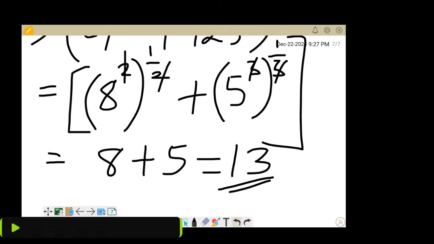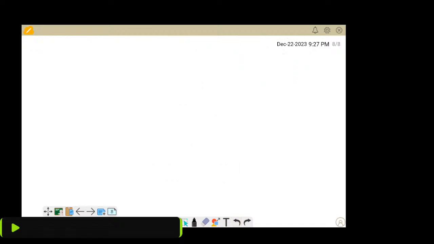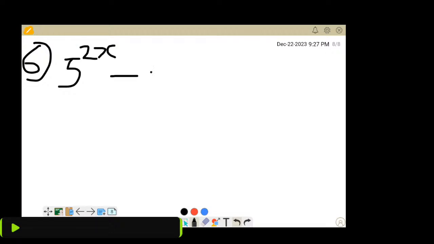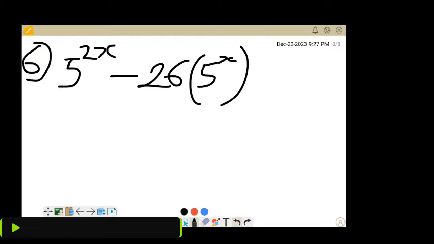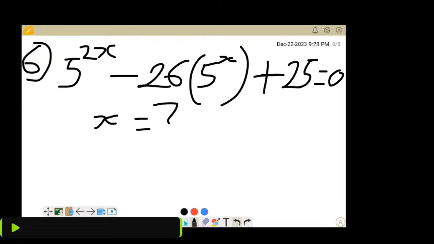So lastly, we are going to have one more example, and that will be our example 6. And in our example 6, we have an Indical equation. We have the equation in the form of 5 raised to power 2x minus 26 into 5 raised to power x plus 25 equal to 0. And what we have to do here is find x. X is the question here.